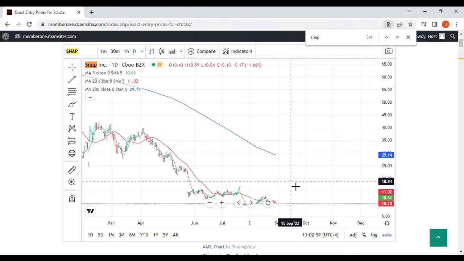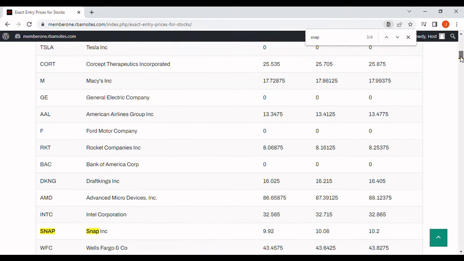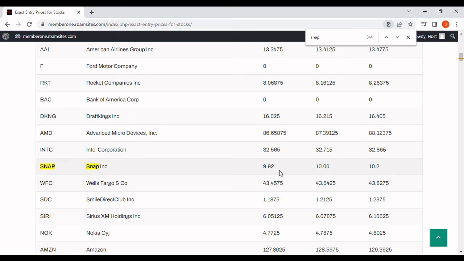And unless there's something technical or fundamental going on with this stock that I'm not aware of, and I don't follow fundamentals on it, you just have to kind of wait and see what happens. Let's go down and take a look and see what RBM Research says on it. We follow this stock. Down here, Snap, it's got a buy on the 1-day in the 9s and 2 buys at 5 and 20 in the 10s.